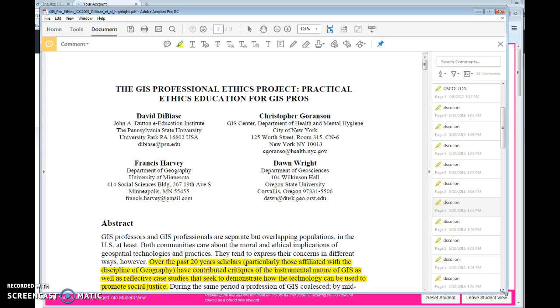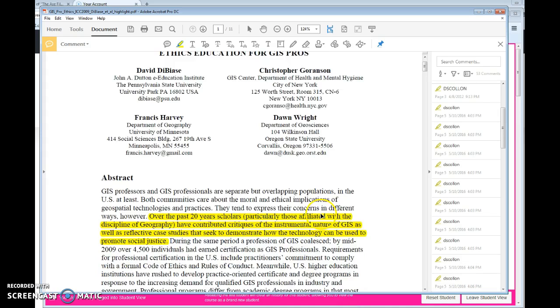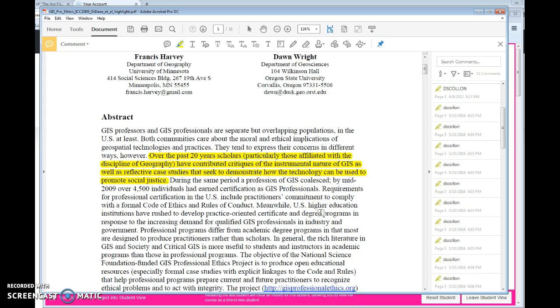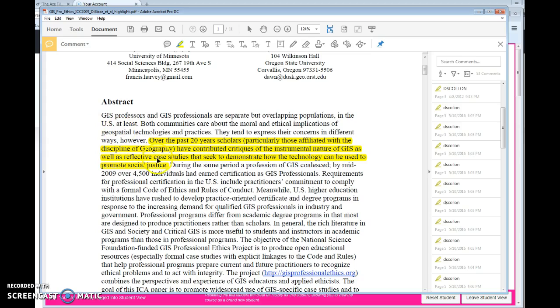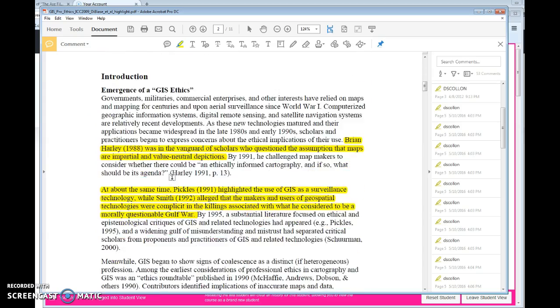Okay, so we are going to be looking at this professional ethics project and practical ethics education for GIS professionals. And in this abstract, I'm highlighting things just to draw your attention towards this. I encourage you to read through the article to get a reinforcement on this on your own. Over the past 20 years, scholars, particularly those affiliated with the discipline of geography, have contributed critiques of the instrumental nature of GIS, as well as reflective case studies that seek to demonstrate how this technology can be used to promote social justice, something that we spoke about earlier in the class.